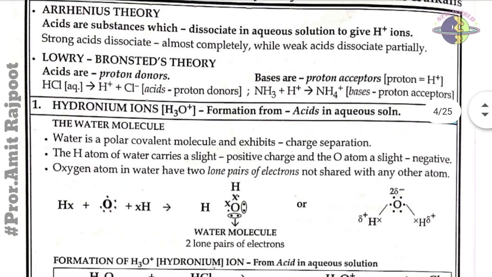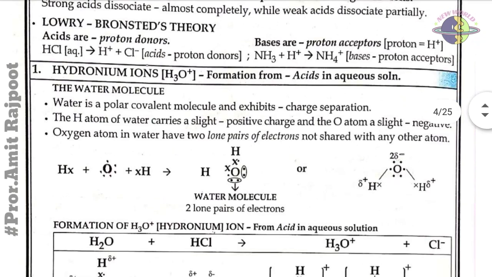Now come to hydronium ions, formation of hydronium ions from acids in aqueous solution. The water molecule example is given here. Water is a polar covalent molecule and it exhibits charge separation. The hydrogen atom of water carries a slight positive charge and the oxygen atom a slight negative charge.